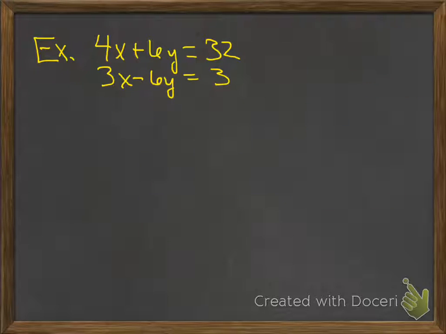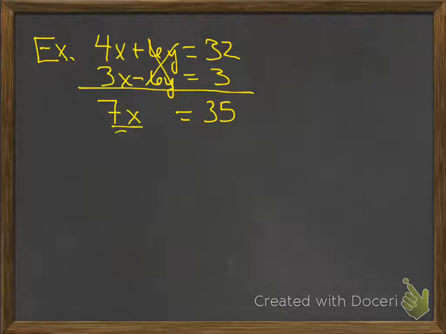So the first example we're going to do is 4x plus 6y equals 32, and 3x minus 6y equals 3. If you notice here, the y's are opposite: you've got a positive 6 and a negative 6. Since those two are already opposite, I can combine the two equations, like the way you did elementary school addition. 4 plus 3 is 7x. The y's cancel each other out. They're gone. And 32 plus 3 is 35. So you've now combined the two equations and you're down to one, and all you have to do is divide to get your answer. 35 divided by 7 is 5, so x equals 5.